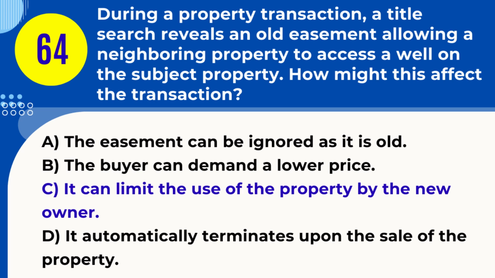Answer: C. It can limit the use of the property by the new owner. Explanation: an existing easement, such as access to a well, remains in effect and can limit how the new owner uses that part of the property.